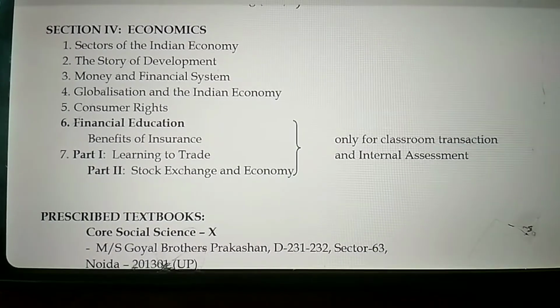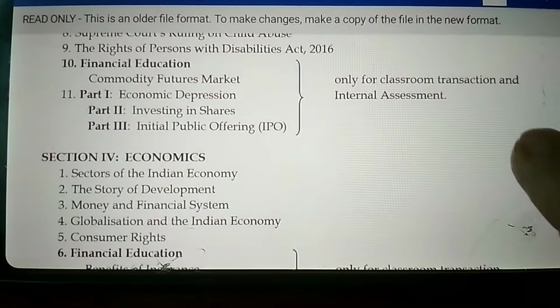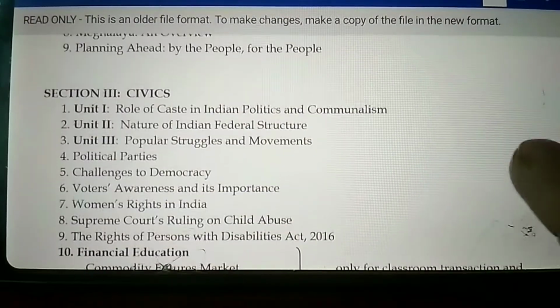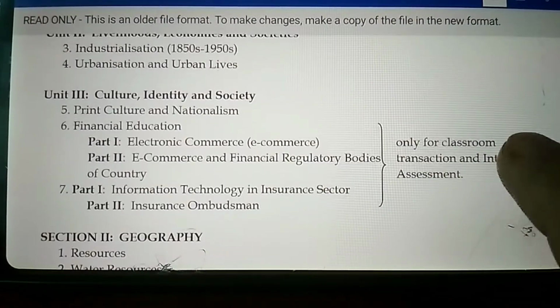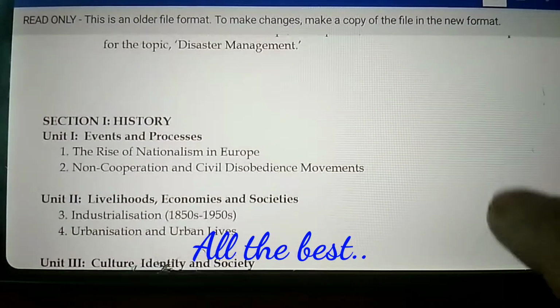So this is the syllabus given by the board, which you have to prepare for your 2022 March SST exam. I hope the syllabus is clear now, and all the best for the coming exam.